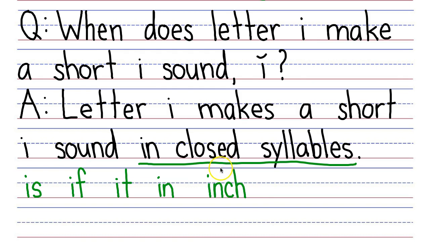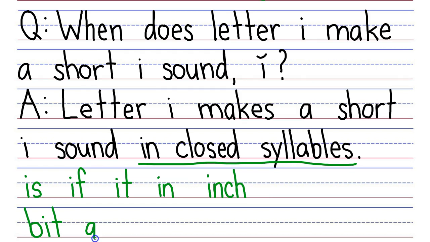Let's do 10 more words. Bit. Here we start with a B that says B, an I that says I, and a T that says T. The T is a consonant, so the I makes its short I sound. B, I, T. Bit.